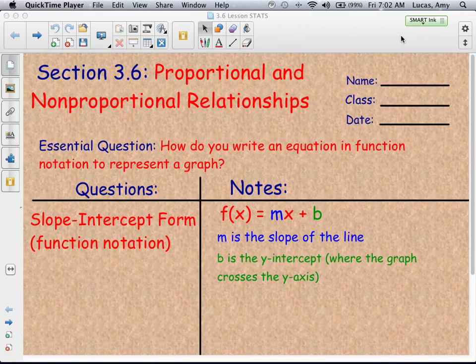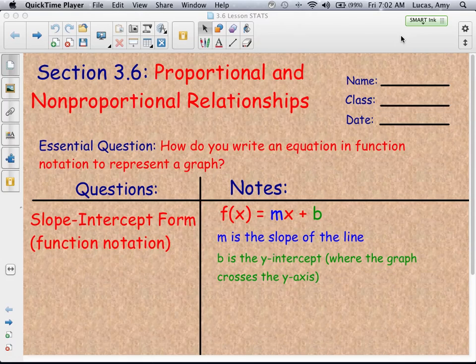So our equation is f of x equals mx plus b. M, which represented the common difference in our arithmetic sequences, is now represented by the slope of the line because those things are the same. The rate of change, the slope, the common difference, that it goes up or down each time, those are all the same thing.